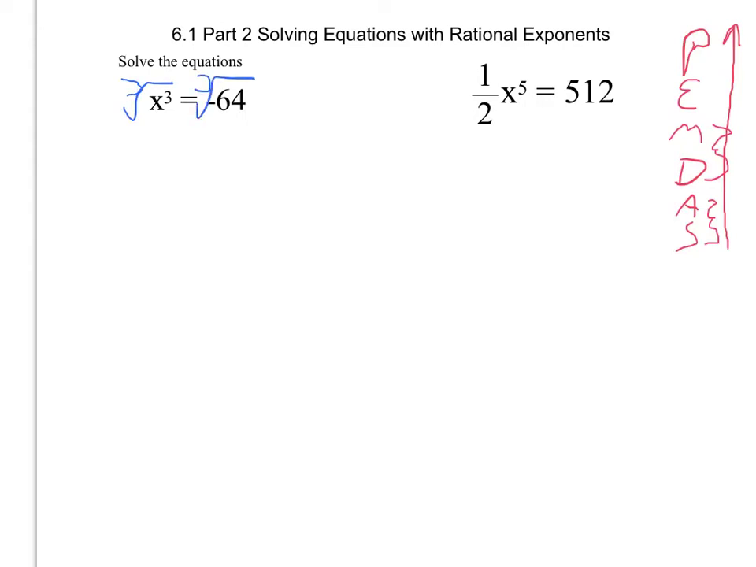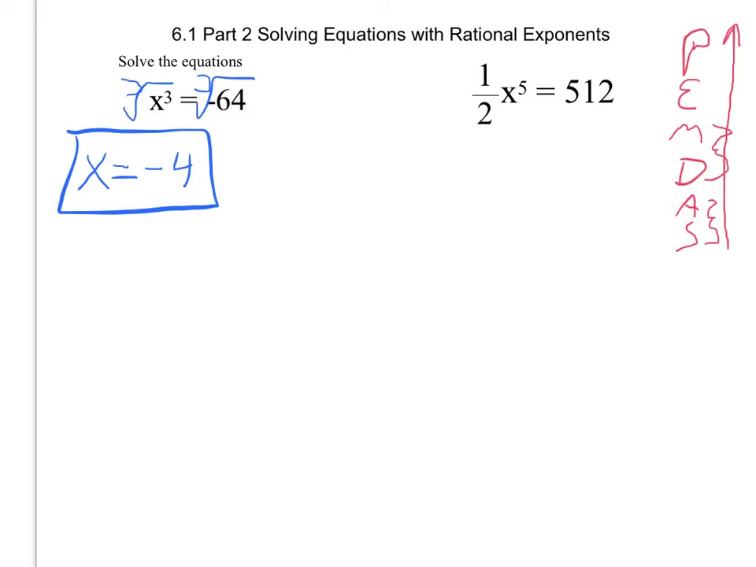So when I cube root both sides, that left side just leaves the x. So x equals, now you may need to get into your calculator and do the cube root of negative 64, but the answer to that is just negative 4. Done. Okay, now moving on to this next one, we have 1/2 x to the fifth equals 5/12.